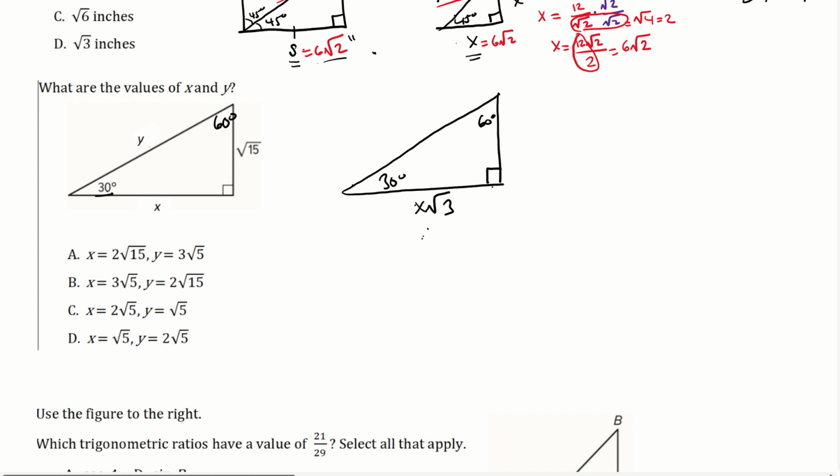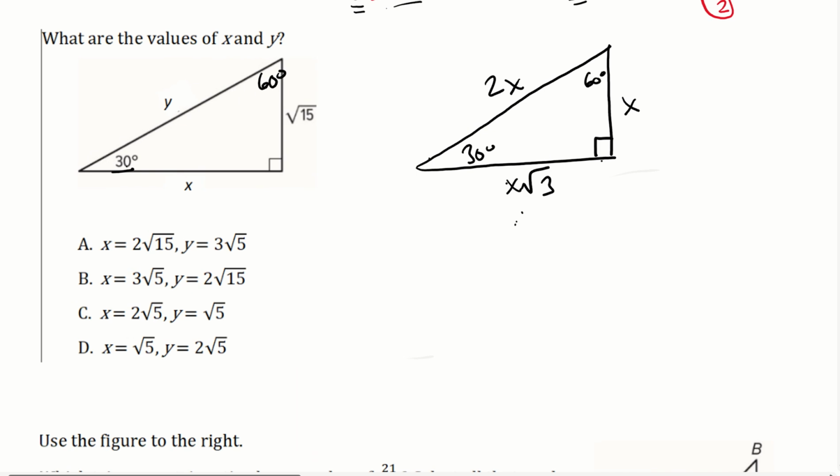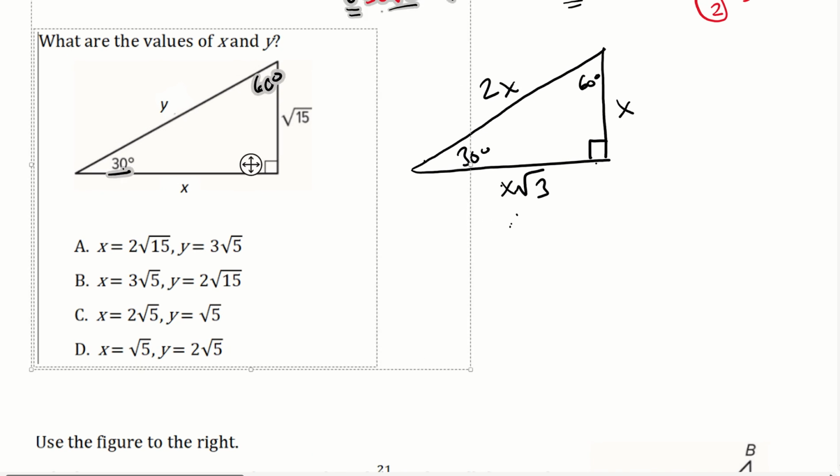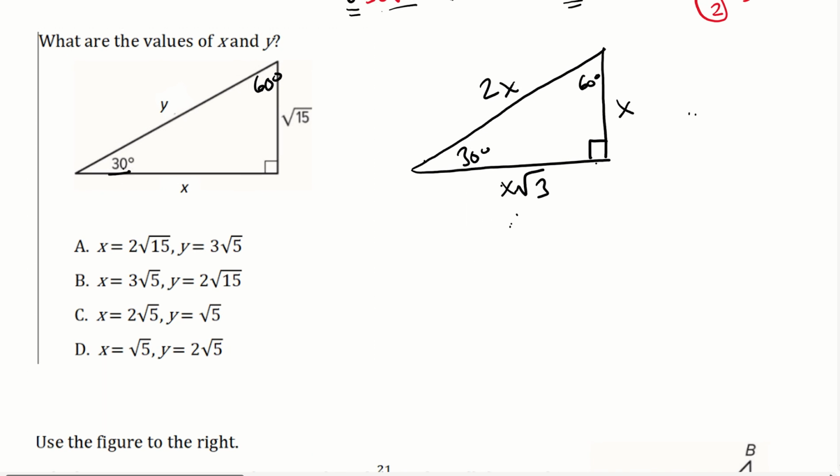Between the 60 and the 90 is x. Between the 30 and the 60 is 2x. All right, now that we know that, since this is x, we don't want to use x twice. So I'm going to change this x to a different variable just so that I don't get confused with the x that is in this problem. I'm going to call it a.